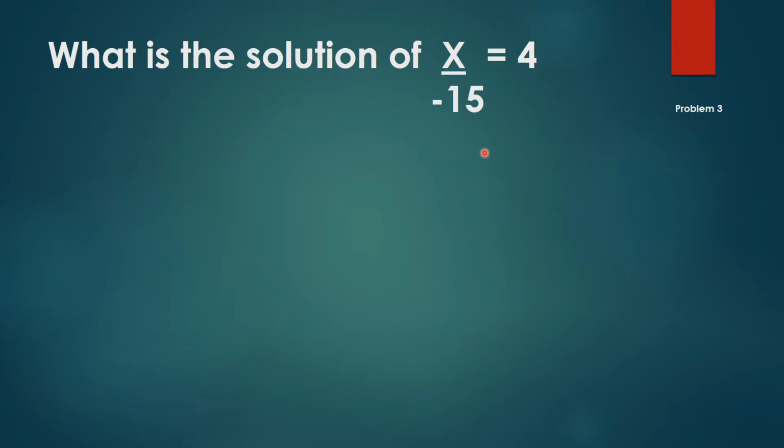Let's look at our third example. On this one, the problem says, what is the solution of x divided by negative 15 equals 4? So this is just like the other problems we've been doing. The only difference is I've got a negative 15. That negative is going to make it just a little bit different, but it's the same steps. Just a little bit different calculation in the calculator. So here's our equation: x divided by negative 15 equals 4.